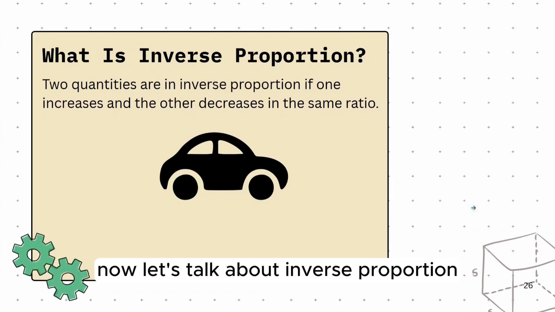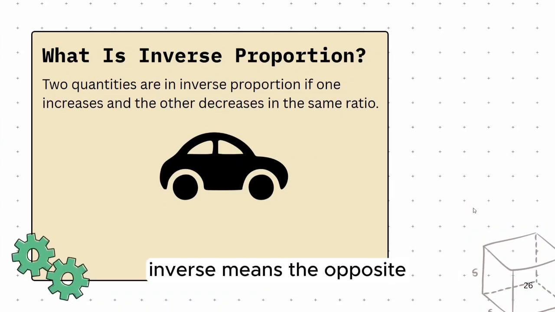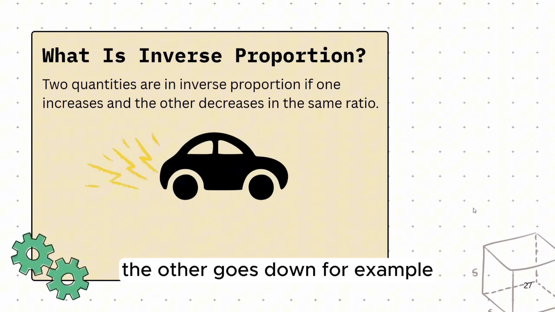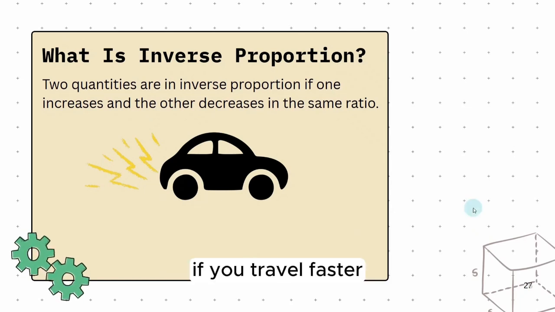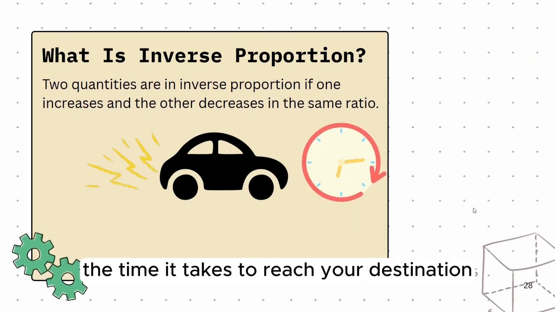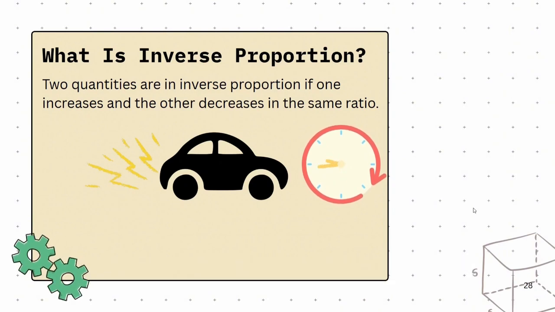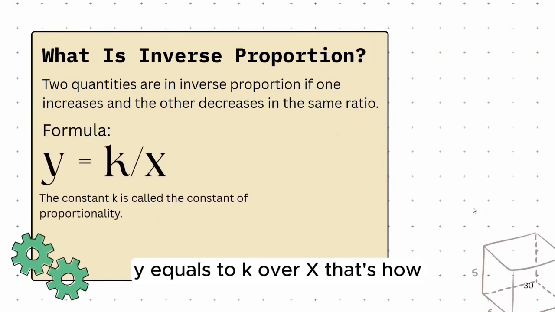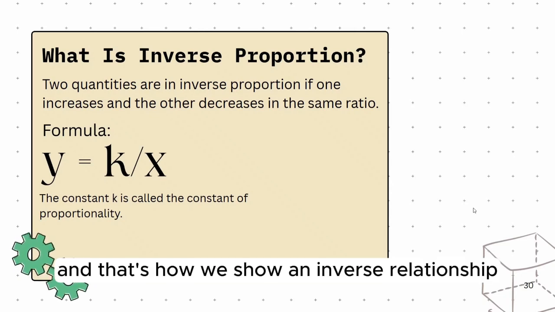Let's talk about inverse proportion. Inverse means the opposite. So when one value goes up, the other goes down. For example, if you travel faster, the time it takes to reach your destination becomes shorter. The formula of inverse proportion is y equals k over x. That's how we show an inverse relationship.